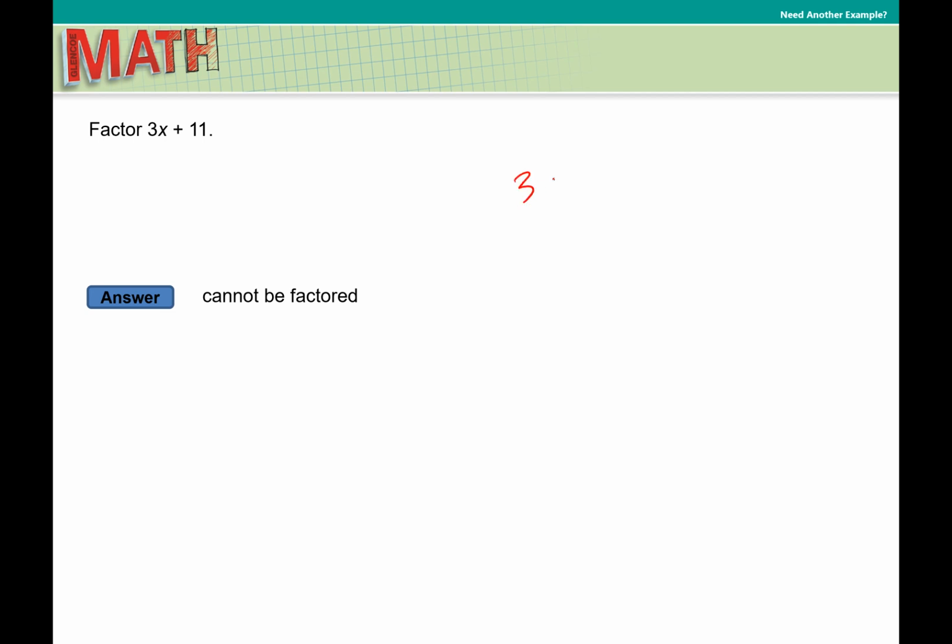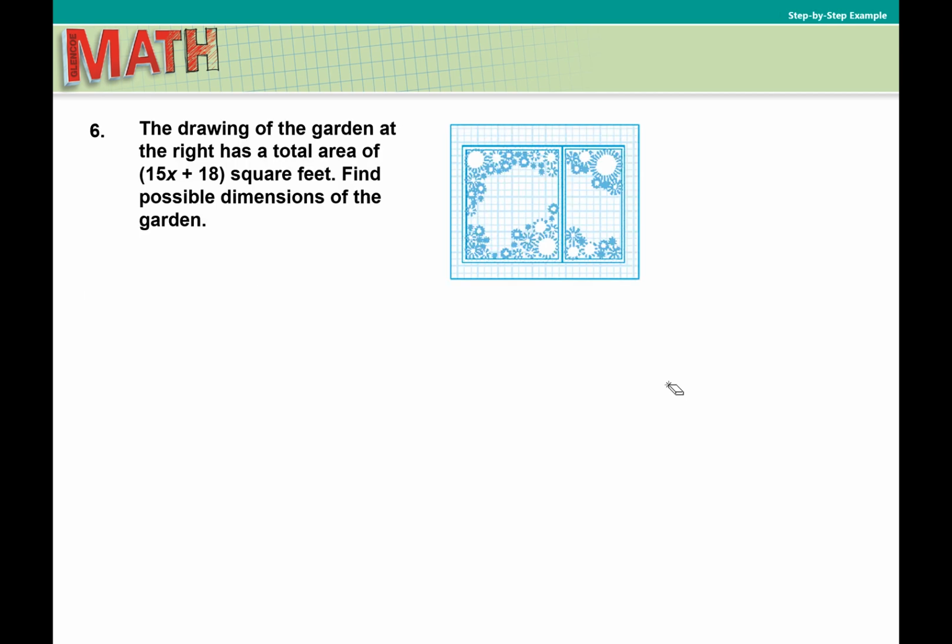Now, if we would have 3x plus 11x, then there would be a common factor. We would have the x there, and then we could write it like this: x times 3 plus 11, and that would be our answer. But that there is no x to share. There is no common factor to share at all. So that means it cannot be factored.